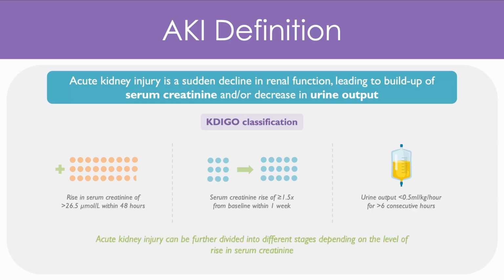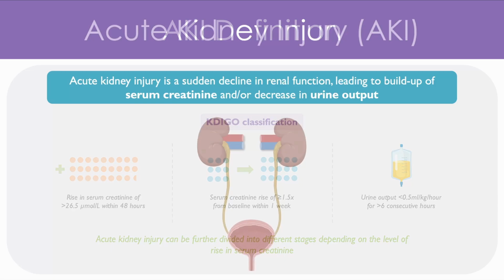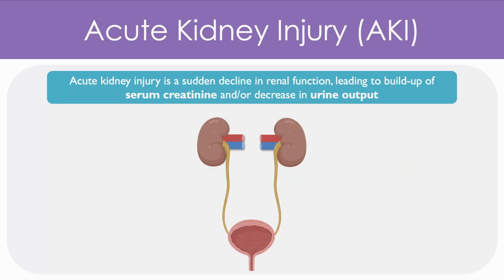And there can be different stages of acute kidney injury, depending on the level of rise in serum creatinine, and this ranges from stage 1 to stage 3. The other main aspect to understand about this is the basic anatomy of the urinary tract system. We have our kidneys, which produce urine, and then we have these hollow tubes known as ureters which carry it. The bladder then stores the urine, and when it's ready for excretion, it can be released via the urethra.